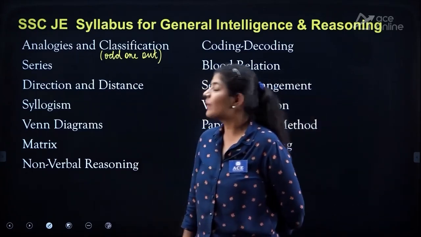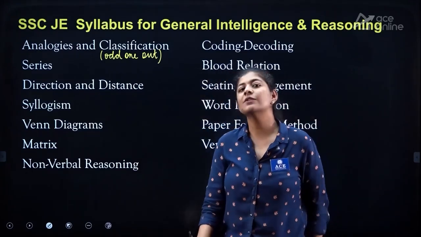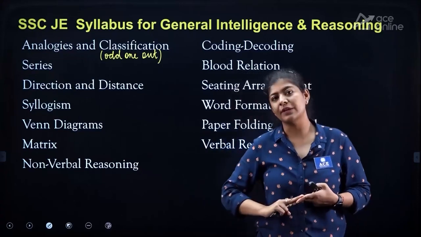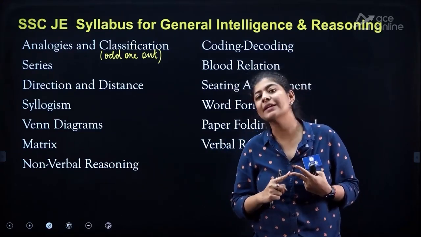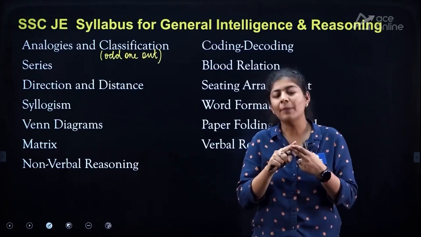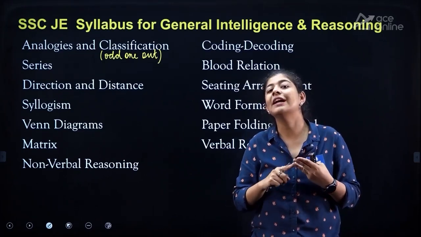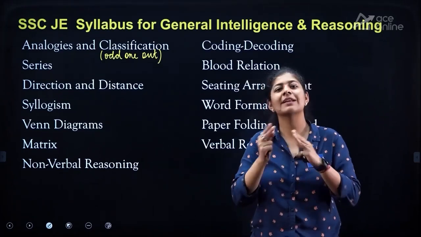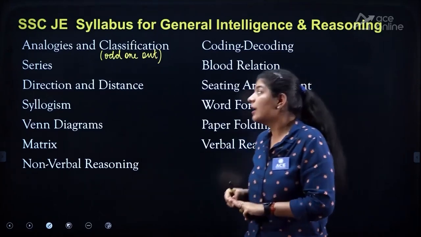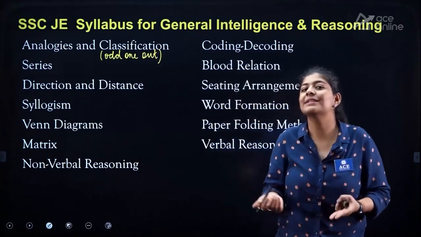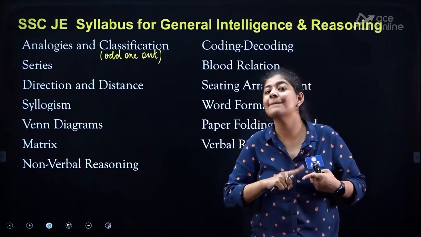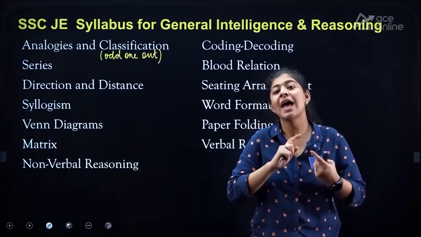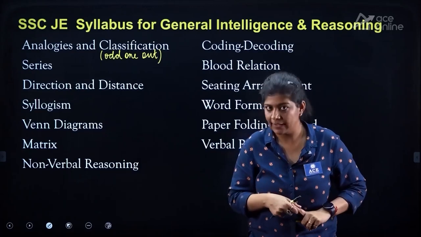The next one is series. In series, we have 2 main bifurcations. The first is alphabetic series and the second is number series. The combination of these 2 creates an alphanumeric series, which we can consider as a third part. In the number series as well, we can again bifurcate into 2: the first is the missing number or missing series, and the second is the wrong number.